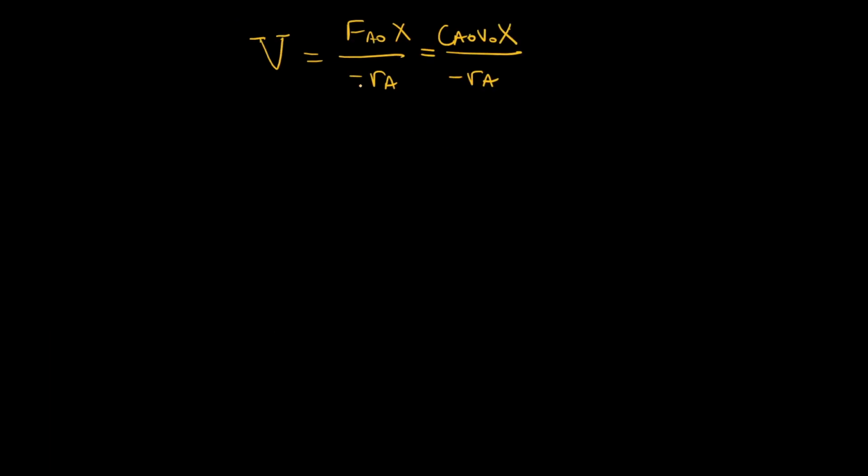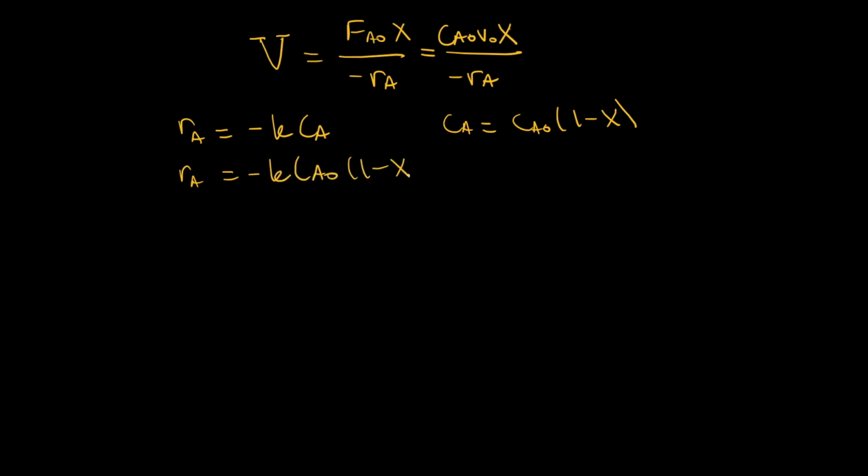Now the next step is to plug in for RA. So this depends on which type of reaction, which type of problem you're solving. In this case, we are going to set up an equation for RA as a first order reaction. So RA is going to be equal to negative K times the concentration of A. And if we plug that in here, now first I'm going to rewrite this in terms of conversion. So again, conversion, we had this expression, CA is equal to CA naught times 1 minus X. So I'm going to plug that in here. We get RA is equal to negative K CA naught times 1 minus X.